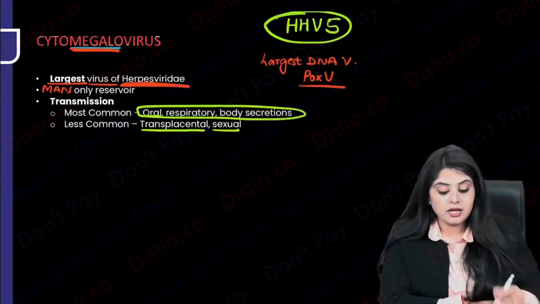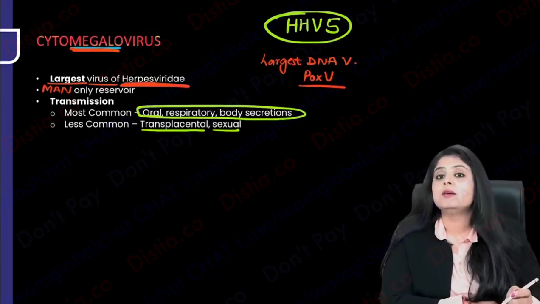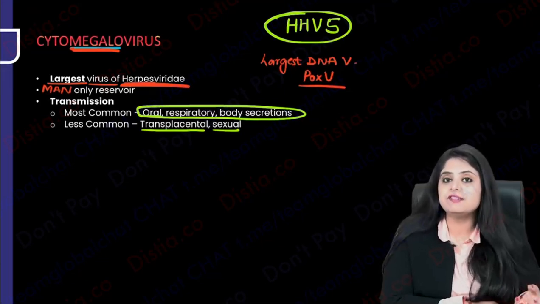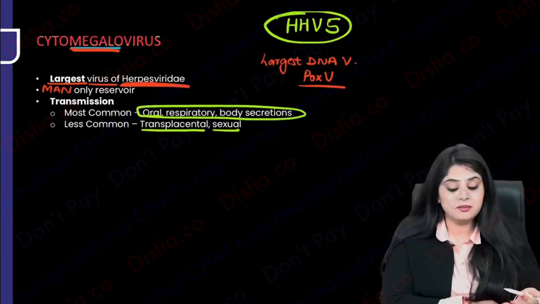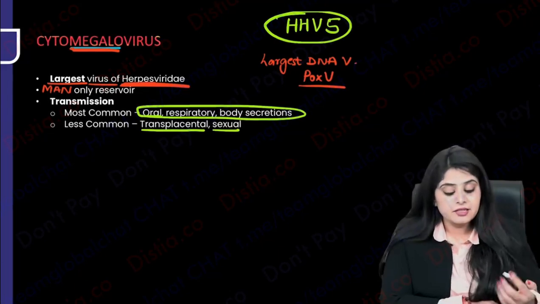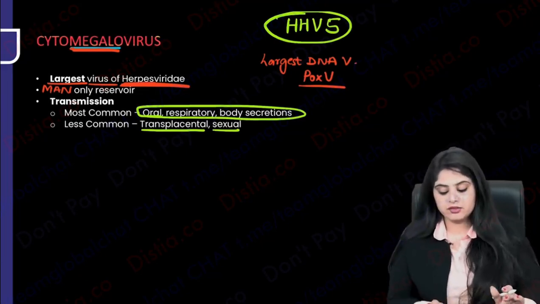Although in our country we don't test for cytomegalovirus during blood donation, in foreign countries CMV testing is mandatory in blood banks. You have to look at the epidemiology. In our country HIV and hepatitis are more commonly tested. CMV is not, but my purpose in telling you is that CMV can go via blood products also.